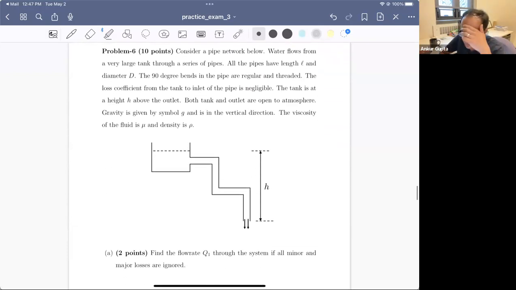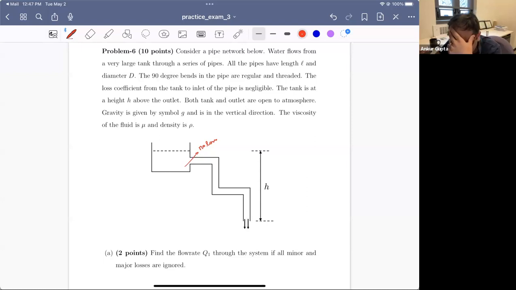So now it says, consider a pipe network below. Water flows from a very large tank through a series of pipes. All the pipes have length L, diameter D. The 90-degree bends in the pipe are regular and threaded. The loss coefficient at the inlet is negligible, so there is no loss here at the inlet. The tank is at height h above the outlet.